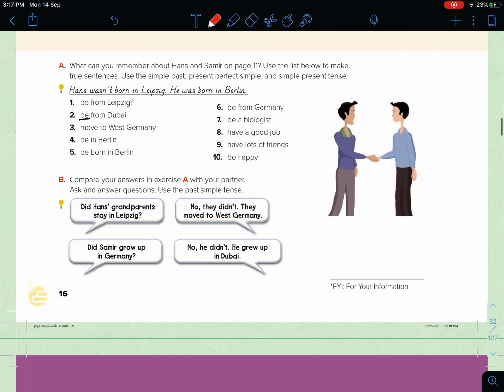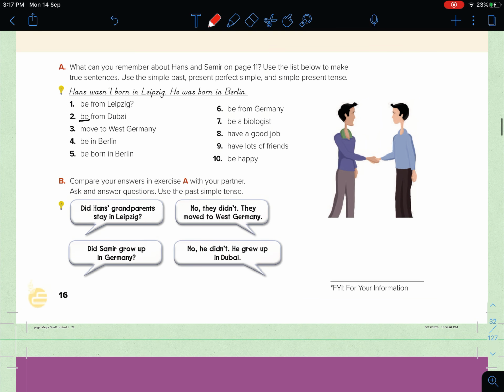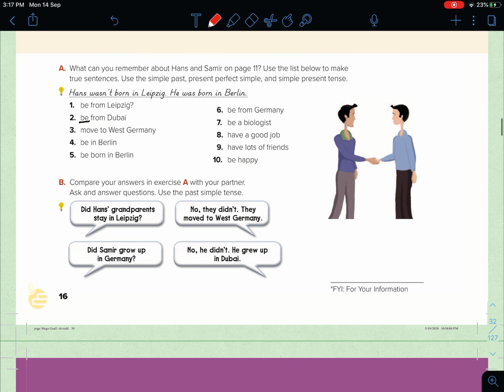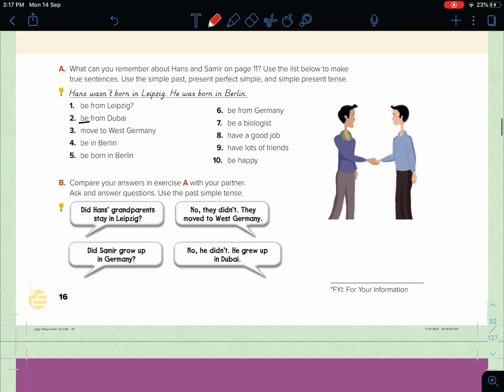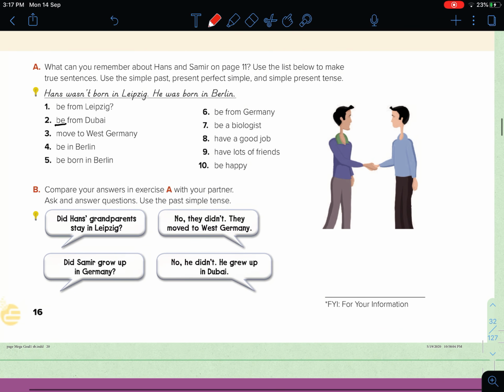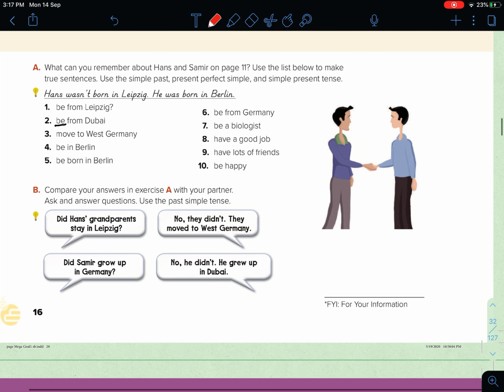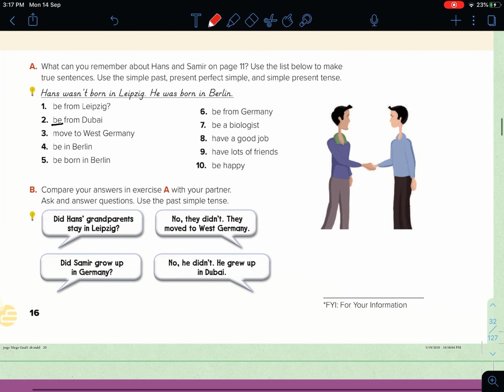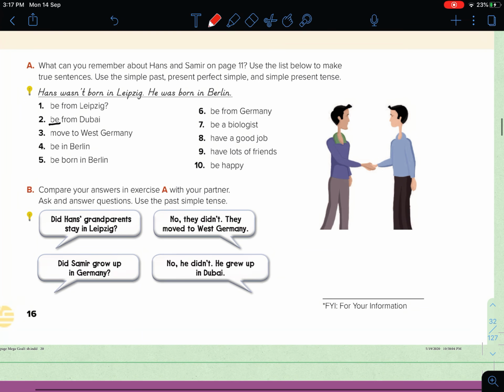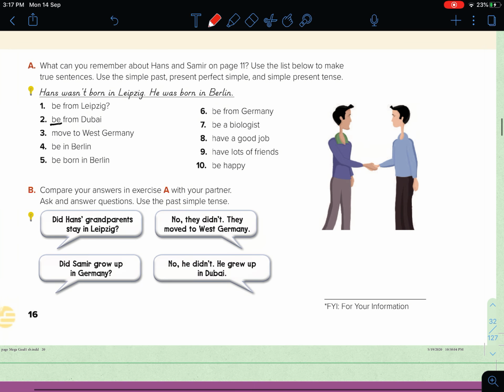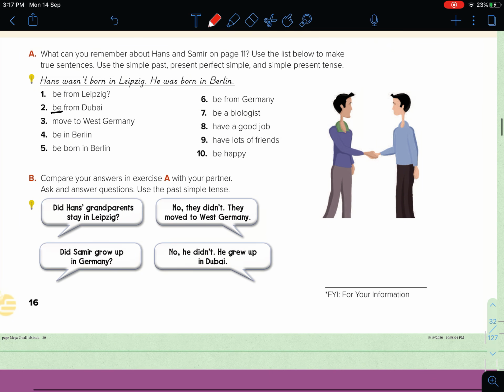Okay, do you remember the conversation between Hans and Samir on page 11? You have to go back to this page, and you have a list here. عندكم قائمة. You have to make up true sentences, جمل صحيحة عن المحادثة بين هانس وبين سمير. Use the simple past tense, the present perfect simple, or the simple present tense. خلاص، هذه الأزمنة اللي عندنا. The first one has been answered. جاوب عليها. Let's take a look at the second one.